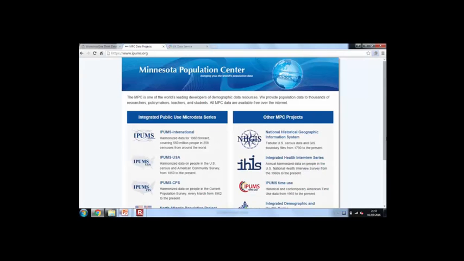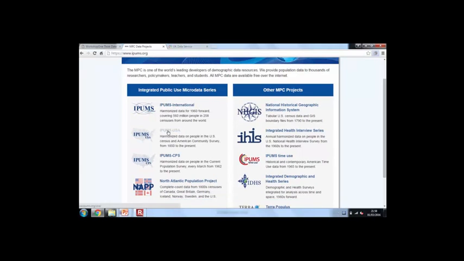IPUMS refers to a number of different data collection and distribution projects, most of which are based on census data, but sometimes also other social survey data. IPUMS International collects data from many different countries. Data from 560 million people and 258 censuses across the world, from about 70 different countries, if I remember correctly. IPUMS USA is census and socioeconomic data from the United States. North Atlantic Population Project, linked to IPUMS, is historical census data from the 19th century from a number of countries.